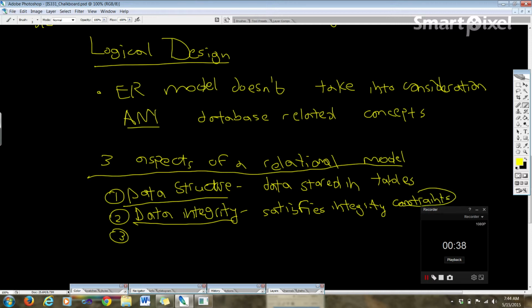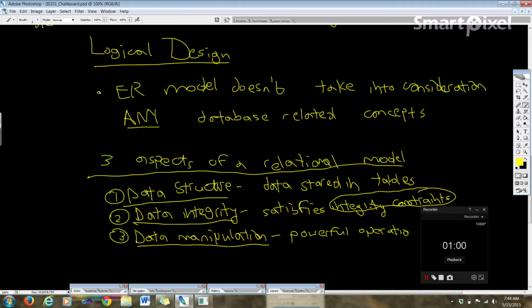and if you've been following along through this whole playlist, you'll remember integrity constraints from many videos back, and data manipulation, which are powerful operations to manipulate tables. Or, as its name implies, we're going to be manipulating data.